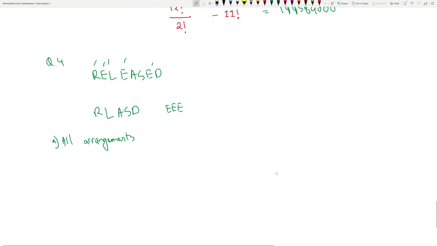Let's do this. So we have 1, 2, 3, 4, 5, 6, 7, 8 letters. So that's going to be 8 factorial. But we have 3 E's as repeats. So divide by 3 factorial. That's it. Next. This is a harder variation.